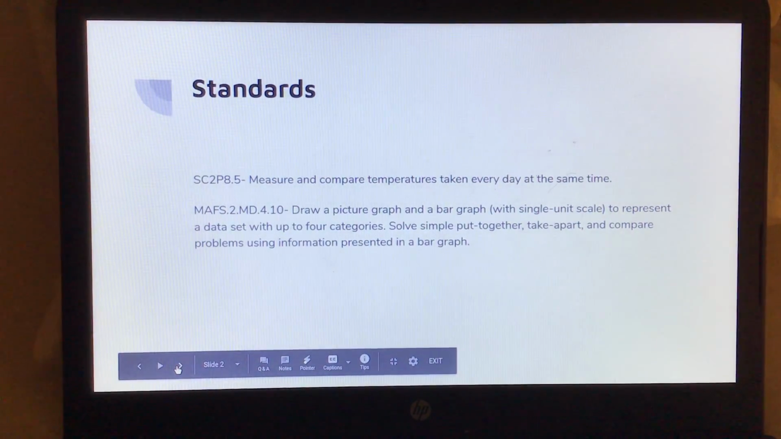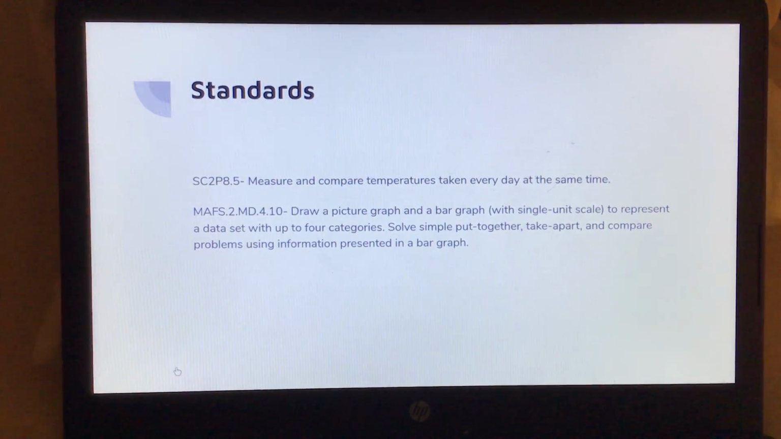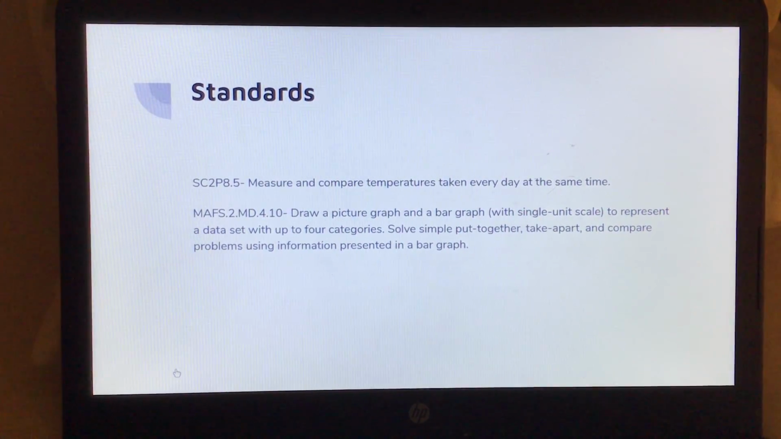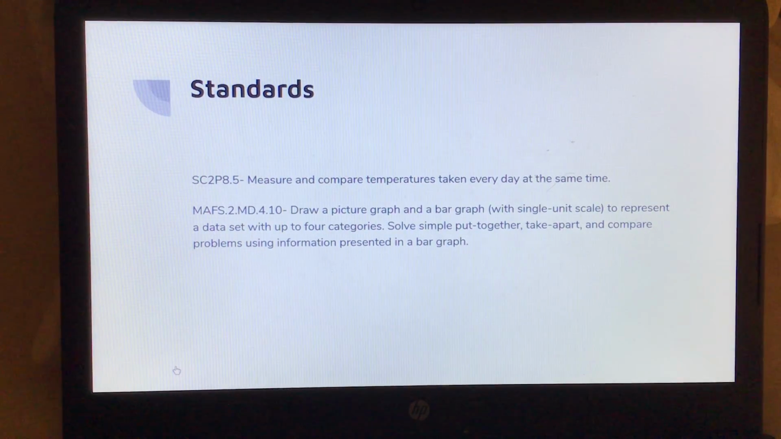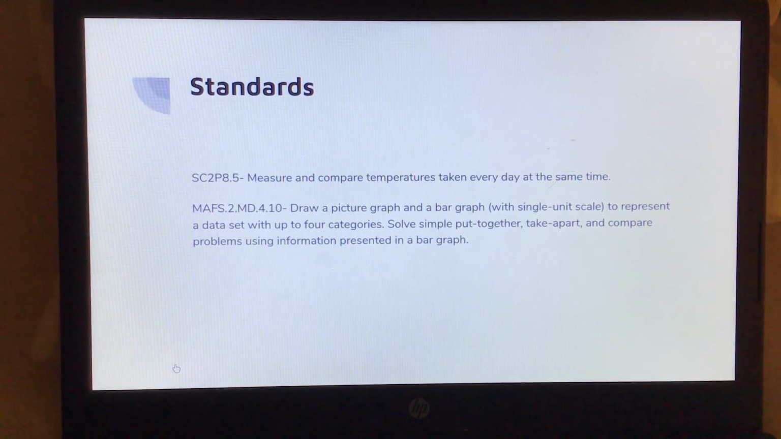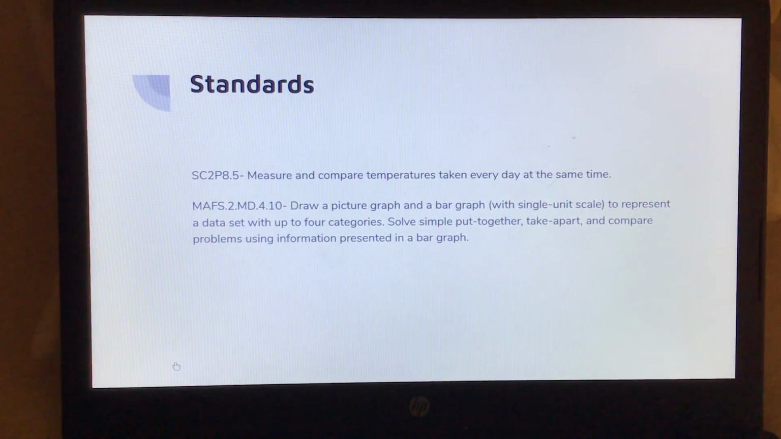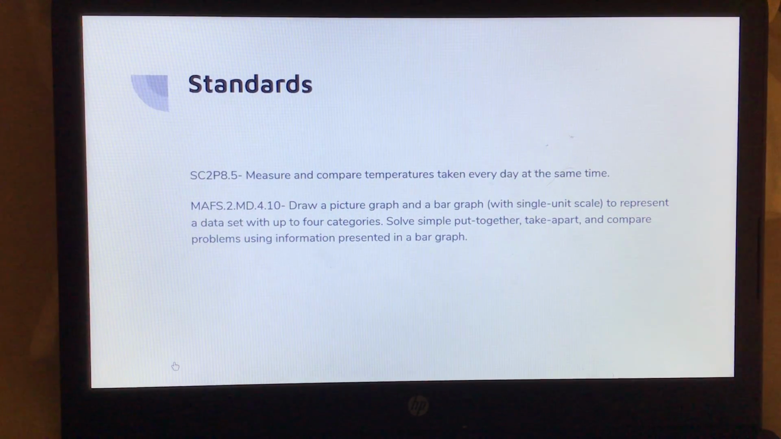Our standards for science were measure and compare temperatures taken every day at the same time. And our standard for math was draw a picture graph and bar graph to represent a data set with up to 4 categories. Solve simple, put together, take apart, and compare problems using information presented in a bar graph.